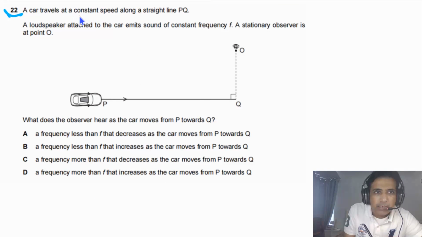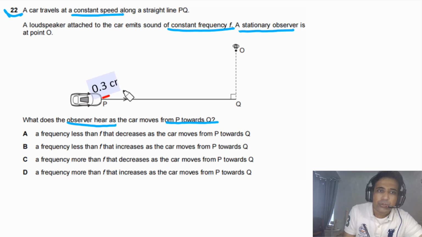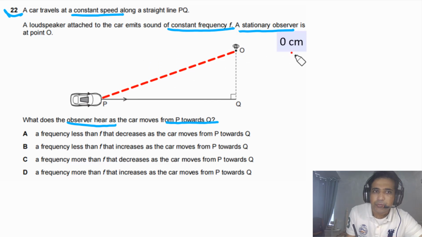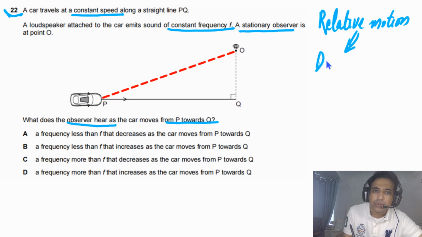Question 22 says a car travels at a constant speed along a straight line PQ. A loudspeaker attached to the car emits sound of constant frequency F. A stationary observer is at point O. What does the observer hear as the car moves from P towards Q? First, we need to understand the source is approaching the observer. It means there is relative motion between source and observer. As there is relative motion, there is Doppler effect.